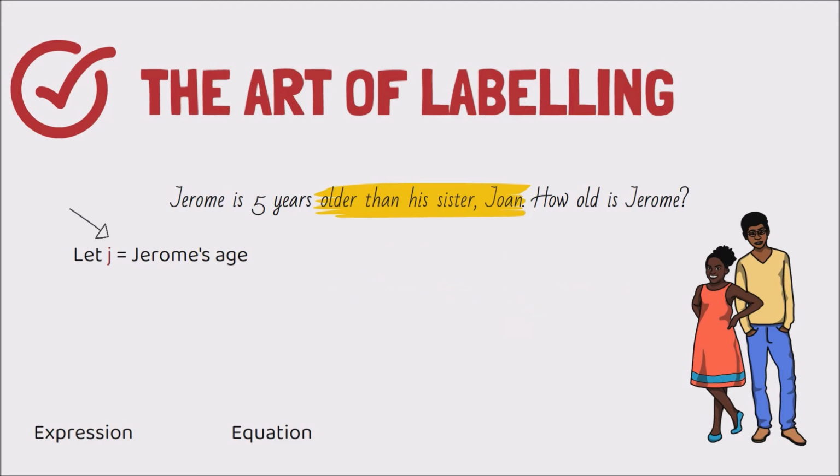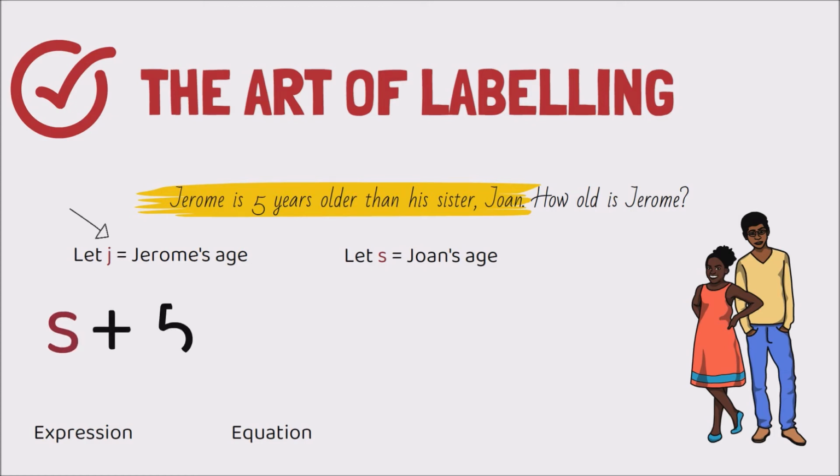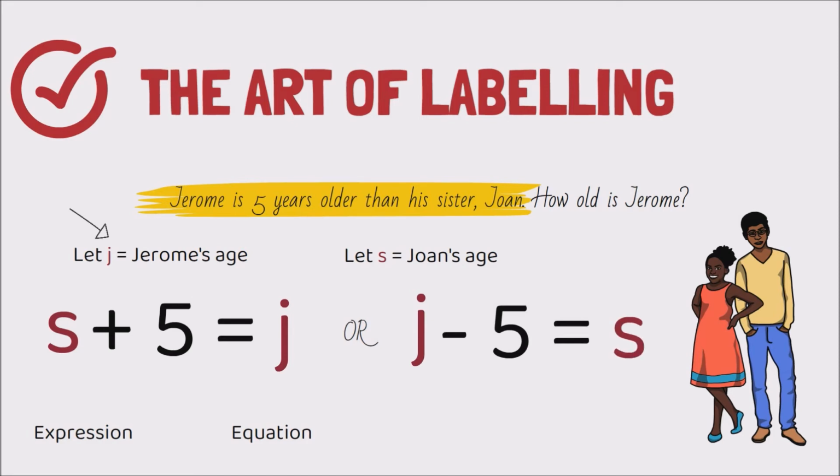Now, Joan also starts with a J. So I'm going to use S for sister. And we'll say, let S equal Joan's age. Now we can put in our operations by carefully reading how these two variables are related. Jerome is 5 years older than Joan. So that means if we have Joan's age, we would add 5 to equal Jerome's age. It also means that if we start with Jerome's age, we would have to subtract 5 to get to Joan's age. Notice that both of these statements are true.